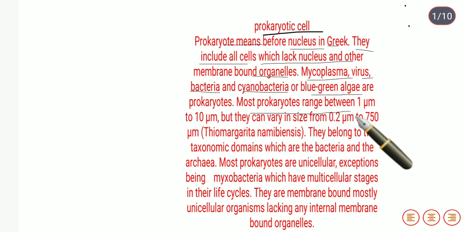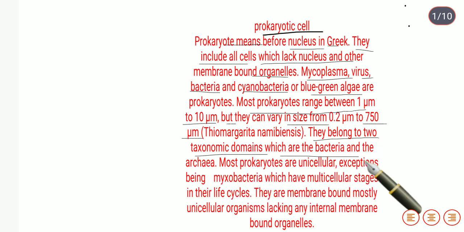Most prokaryotes range in size from 1 micrometer to 10 micrometers, but they can vary in size from 0.2 micrometer to 750 micrometers. An example is Margarita nambiensis. They belong to two taxonomic domains, which are the bacteria and the archaea.